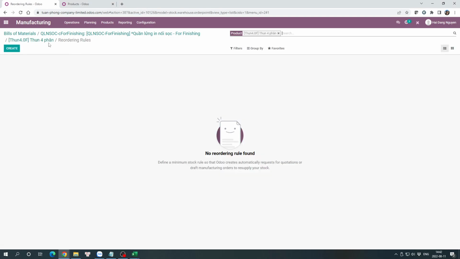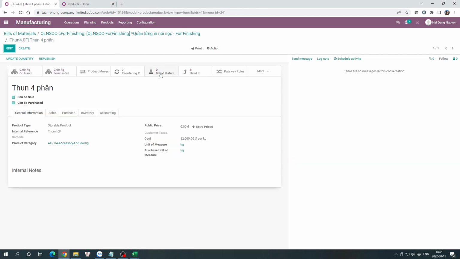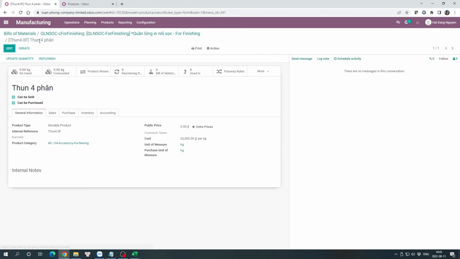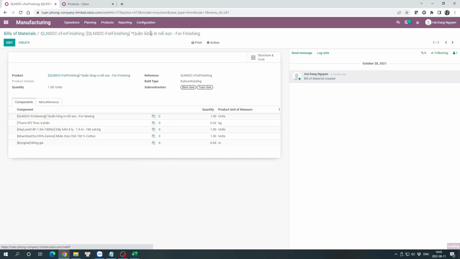Reordering rule. Not really. Let's keep it manual. Bill of material. No, you buy it outright. So used in many bills of material. Putaway rule. There, this is the difference. Unlike material for cutting stage, that is to produce something ready for sewing, for accessory used for sewing, when it arrives from the vendor, we put it to this location, accessory sewing, okay, to keep things separate. I'm going to go back to this. So this one.